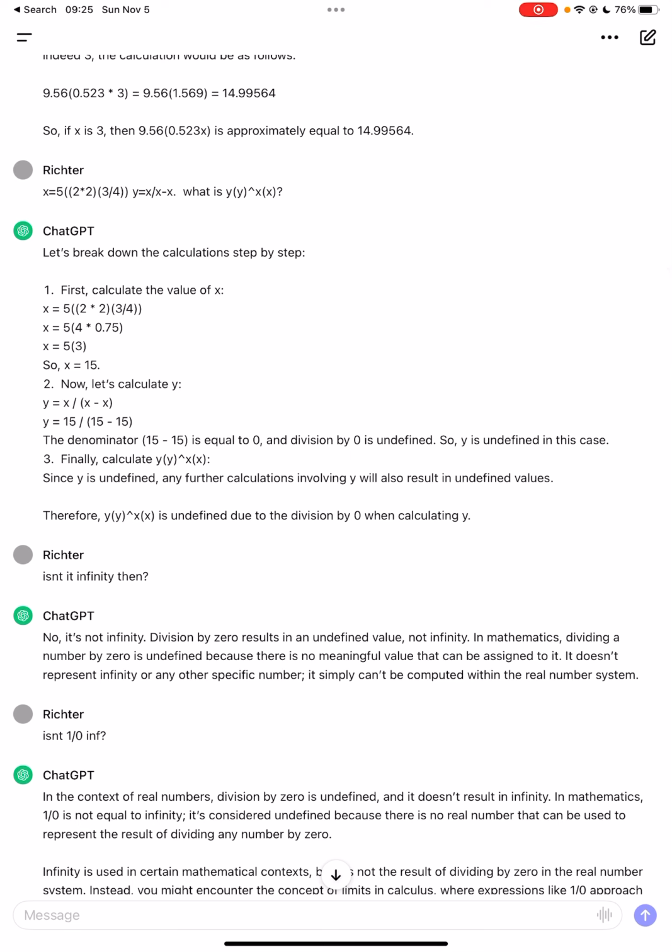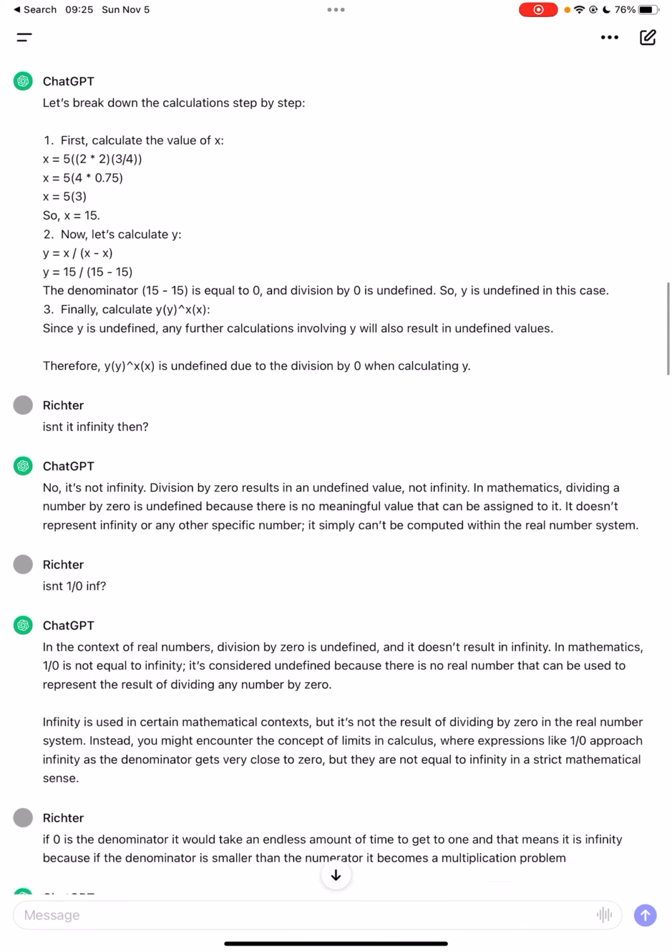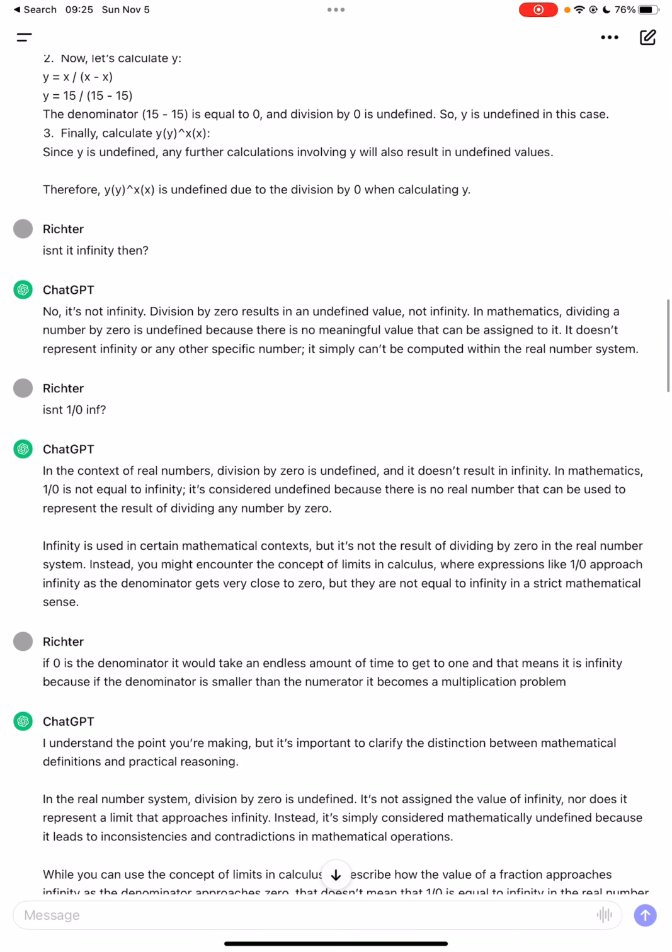No, it's not infinity. Division by 0 results in an undefined value, not infinity. In mathematics, dividing a number by 0 is undefined because there is no meaningful value that can be assigned to it. It doesn't represent infinity or any other specific number. It simply can't be computed within the real number system. Isn't 1 divided by 0 infinity? In the context of real numbers, division by 0 is undefined and it doesn't result in infinities.